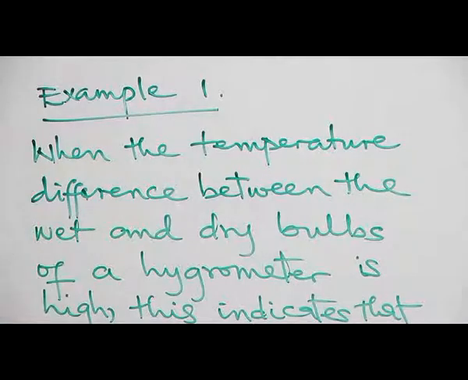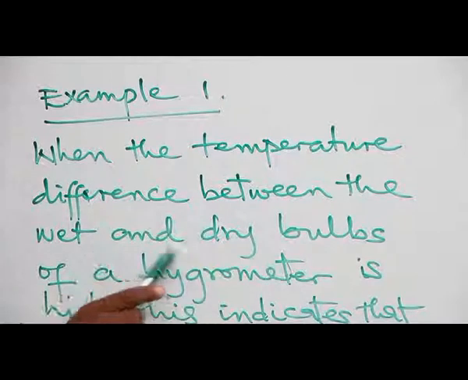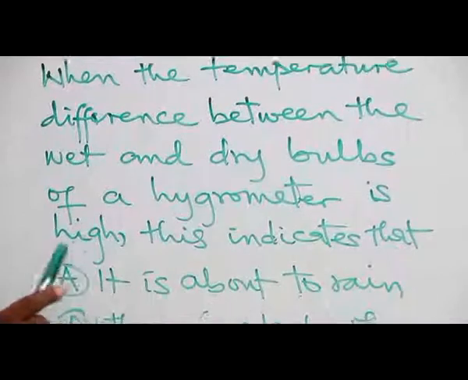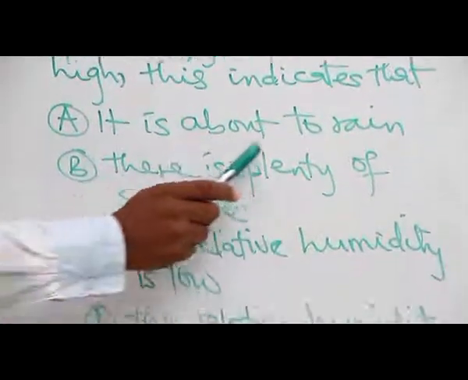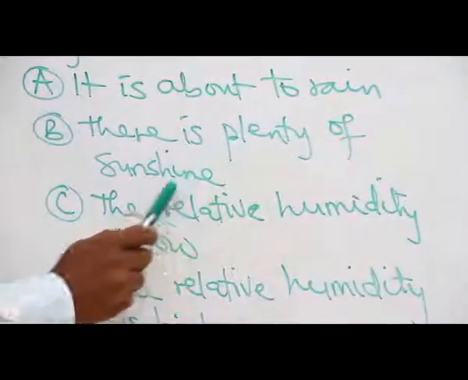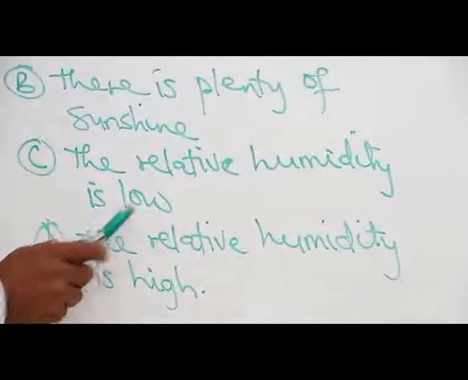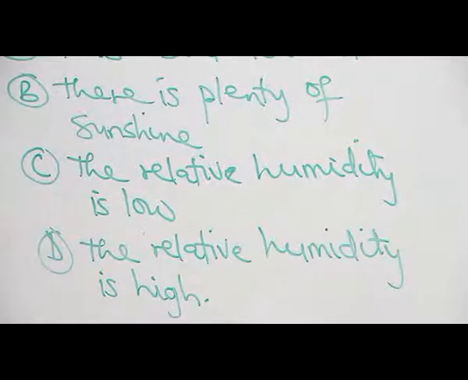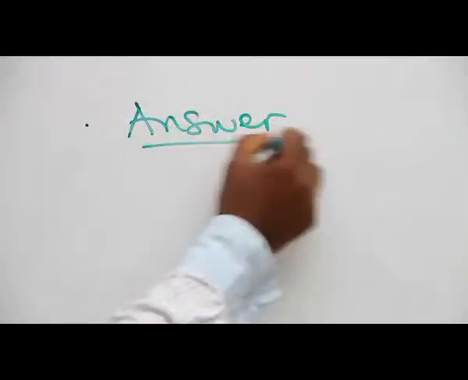Example 1. When the temperature difference between the wet and dry bulbs of a hygrometer is high, this indicates that A, it is about to rain, B, there is plenty of sunshine, C, the relative humidity is low, D, the relative humidity is high. The answer to the question is as follows.